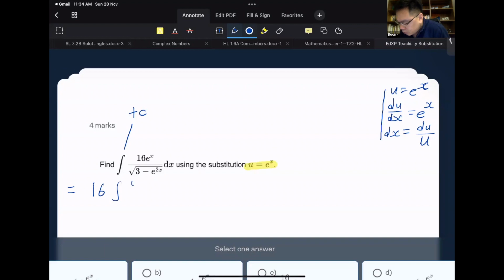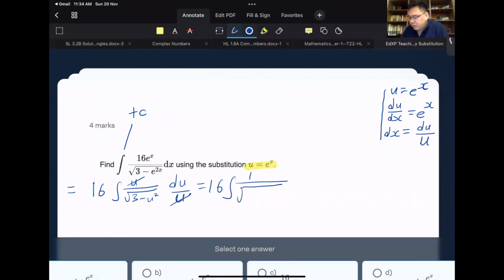16, maybe I can take it out, it's just a constant. Okay, I have u over square root 3 minus u squared. And dx is du over u. And the u's top and bottom, they cancel. So I get this expression, which you should immediately recognize to be an arcsine function. Okay, let me write out the formula. So this is in your formula sheet.